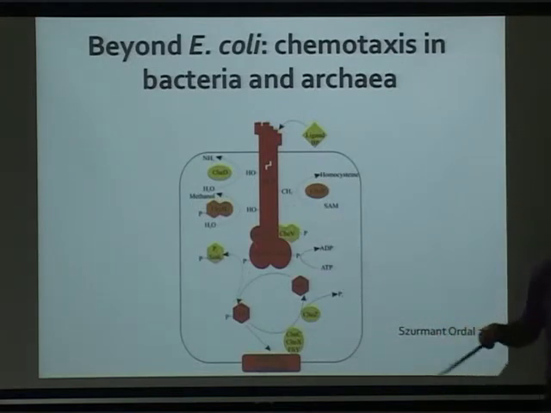So what we learned for E. coli is basically good intuition for what happens in other organisms at the molecular level: bacteria and archaea. Eukaryotes, it's a different story at the molecular level.